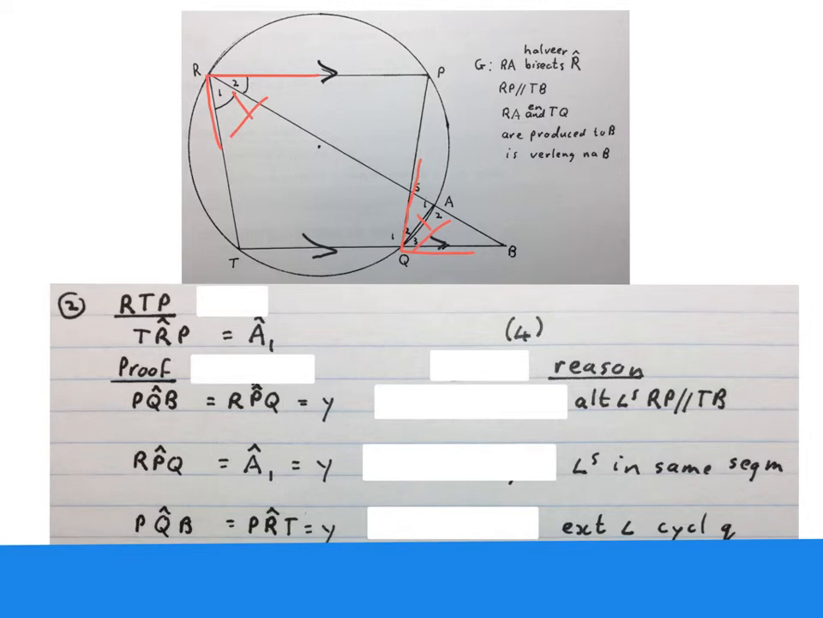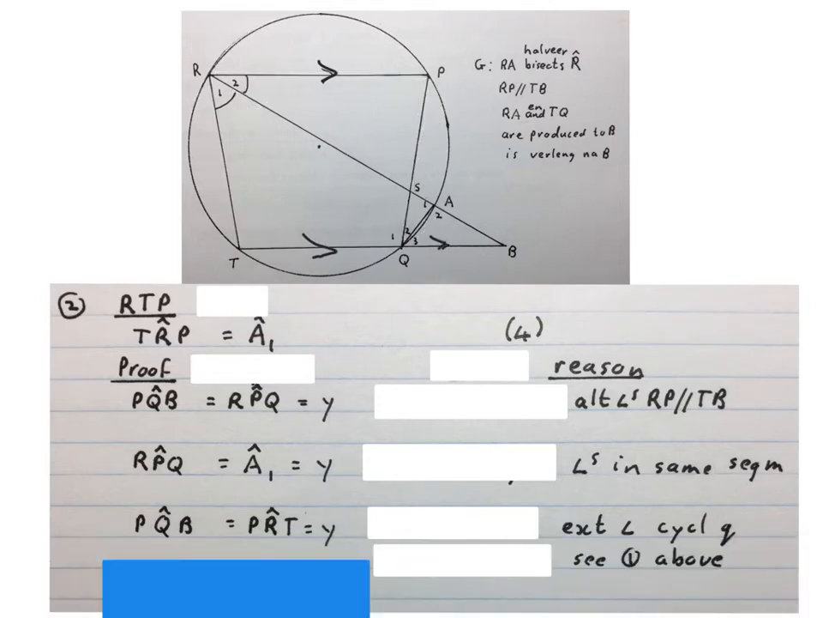Then you can write angle PQB is equal to angle PRT. They're both equal to Y. Exterior angle of a cyclic quad. That cyclic quad, the exterior angle is equal to the opposite interior angle. As your reason, you could have written C1 above. When we started this question, we already wrote this statement. Then we just write what they asked us to prove. We write angle TRP is equal to angle A1. We proved that they're both equal to Y. Stop the video and get your brain around this part of the question.